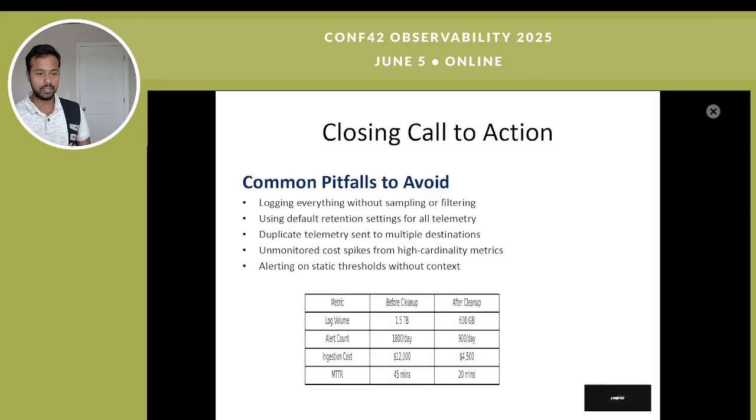So once again, I'd like to reemphasize what we discussed. These are some of the common pitfalls to avoid. You don't have to log everything. Make sure that you're sampling or filtering. Ensure that you're using the right retention settings for your telemetry. Do not duplicate telemetry to multiple destinations. Make sure that you have no high cardinality metrics which increase your bills. And also avoid alerting on static thresholds. This could lead to a lot of alert fatigue.